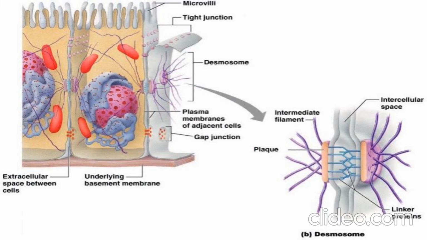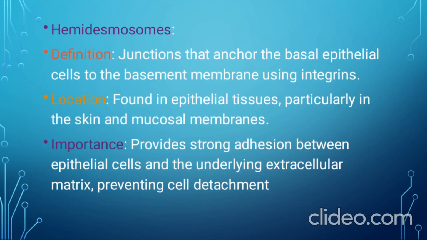Before we talk about the hemidesmosome, you can see the picture of the desmosome here. You can see the intermediate filament, then the plaque, then the linker proteins, then the intercellular space. That's the desmosome. It attaches the intermediate filaments of adjacent cells together. The hemidesmosome is a junction that anchors the basal epithelial cells, the lower epithelial cells. We have the apical part of the epithelium and also the basal part of the epithelium. The cells in the basal part are attached to the basement membrane using integrin.